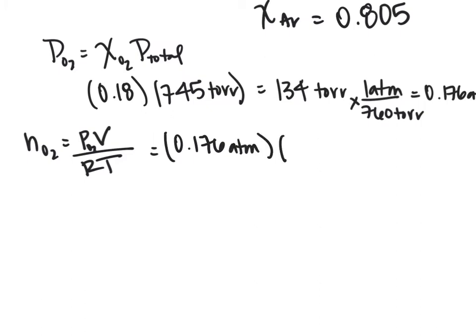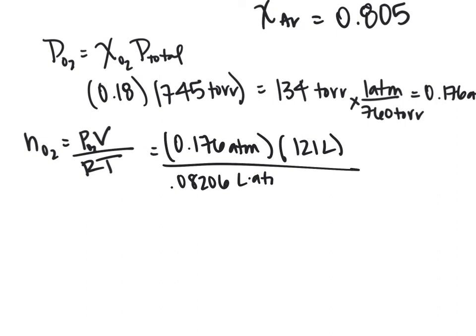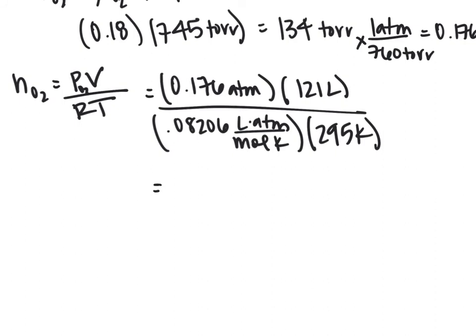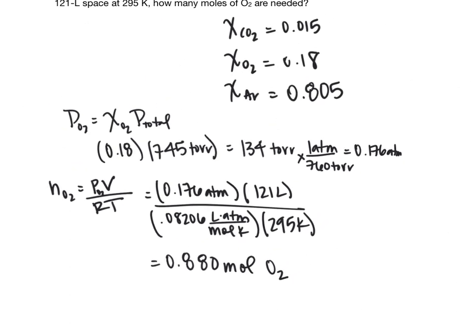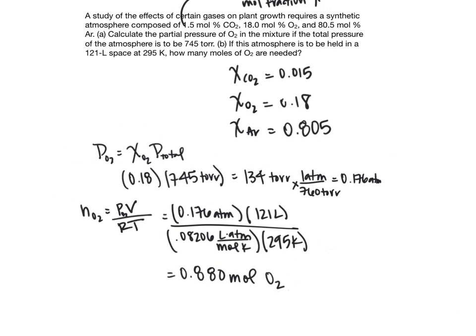atmospheres. The volume in this case is 121 liters, R is 0.08206 liters atmospheres per mole Kelvin, and the temperature is 295 Kelvin. When you plug all this in your calculator, you get 0.880 moles of O2. Now, it's important to remember that the atmosphere here is to be held in a 121 liter space.